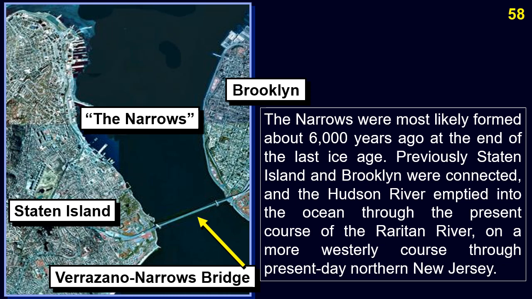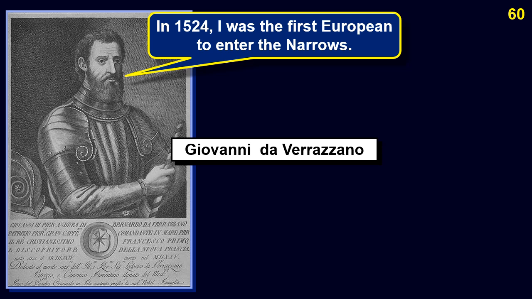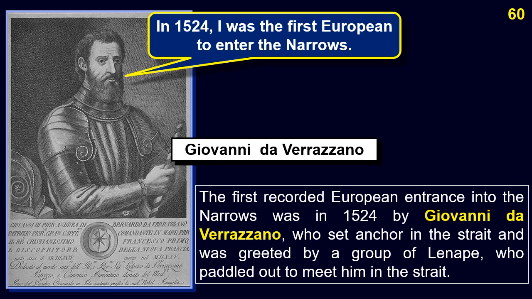The Narrows were most likely formed about 6,000 years ago, at the end of the last ice age. Previously, Staten Island and Brooklyn were connected, and the Hudson River emptied into the ocean through the present course of the Raritan River, on a more westerly course through present-day northern New Jersey. A buildup of water in the upper bay allowed the river to break through to form the Narrows as it exists today. The first recorded European entrance into the Narrows was in 1524 by Giovanni da Verrazzano, who set anchor in the strait and was greeted by a group of Lenape, who paddled out to meet him in the strait.